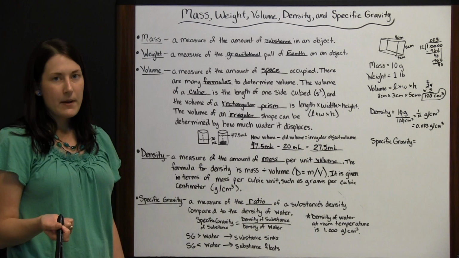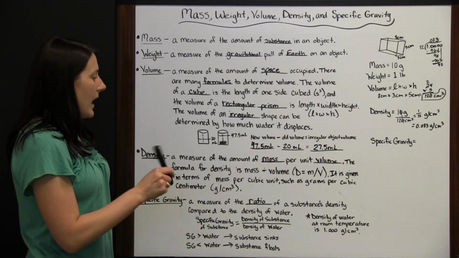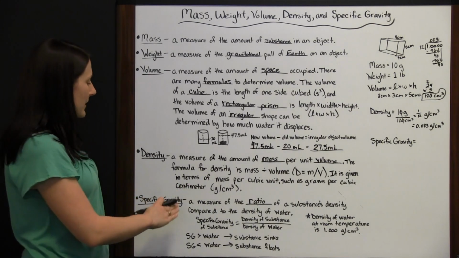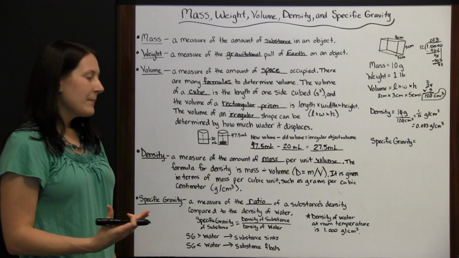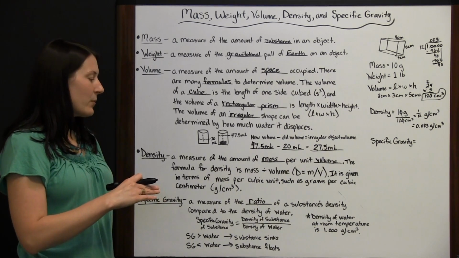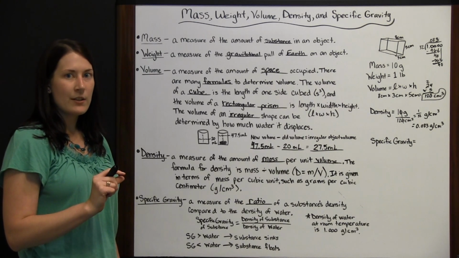If you divide anything by 1, it's going to be itself. So as long as you're at room temperature, the specific gravity of an object is basically going to be its density. But as water gets cooler or hotter, its specific gravity is going to change a little bit.